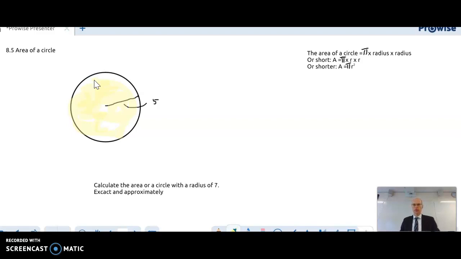Well, the area of a circle, you could kind of prove it or measure it, and then we get to the area of a circle is pi, the same number as with the circumference, only now times radius times radius, or shorter, the area is pi times r, radius, or even shorter, pi r squared, because r times r is of course r squared. How does it work?